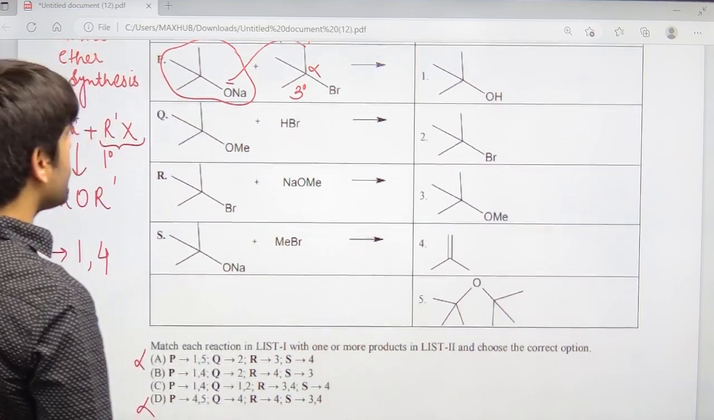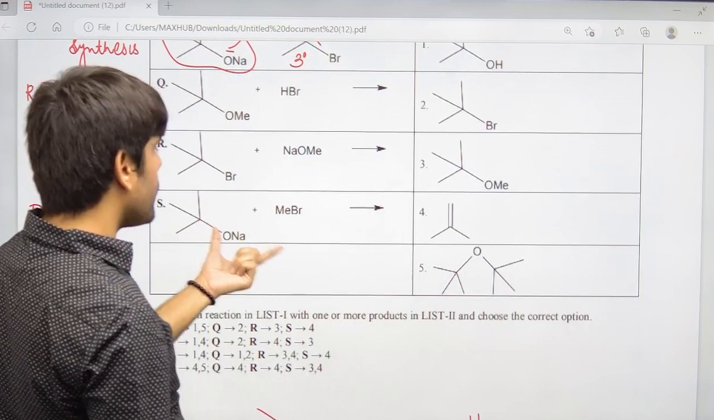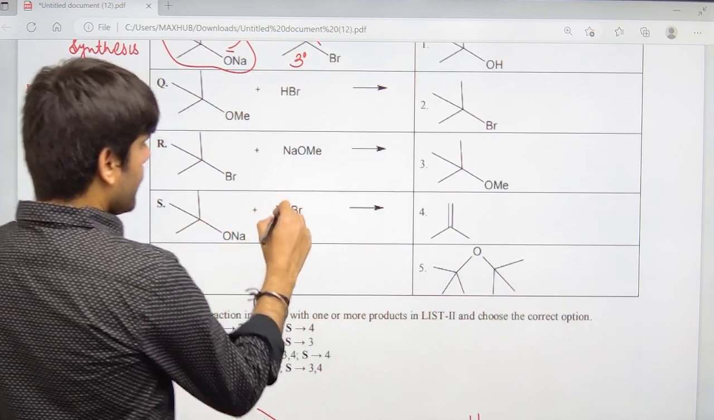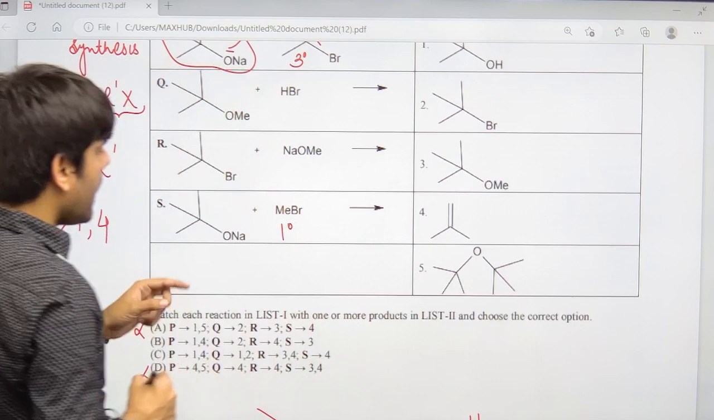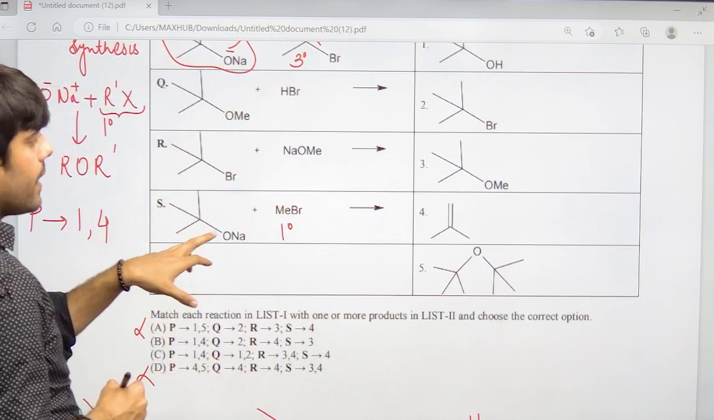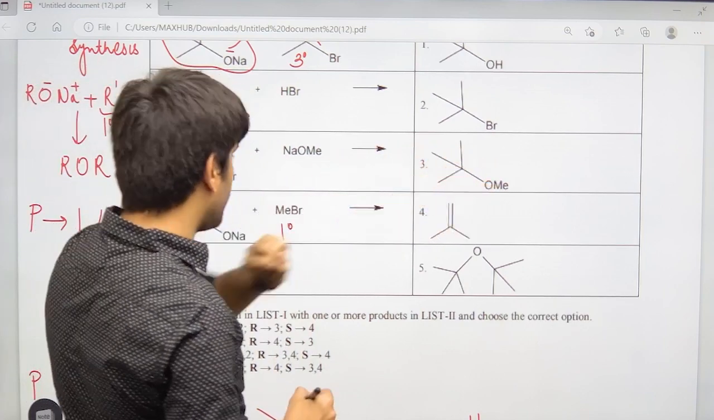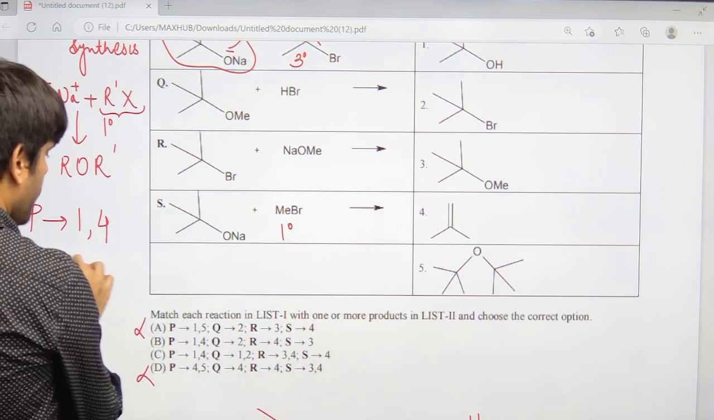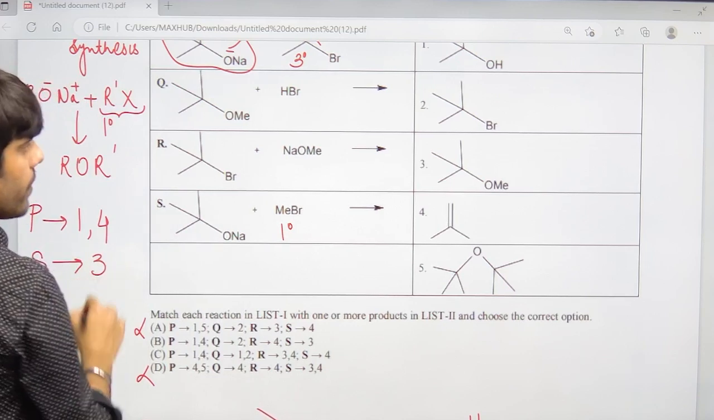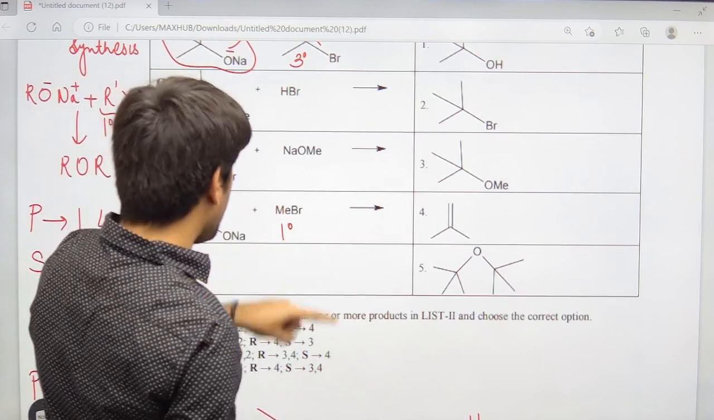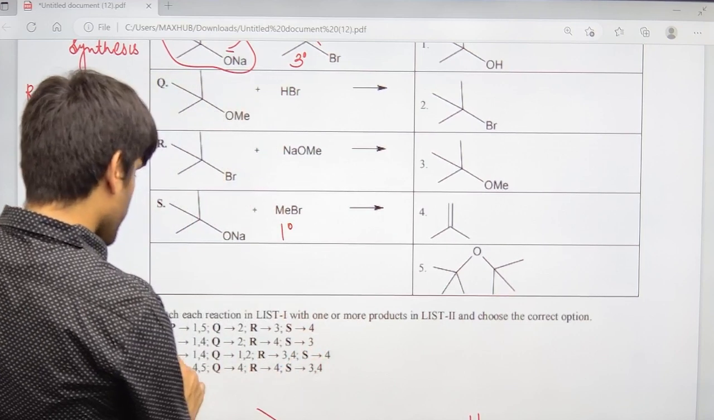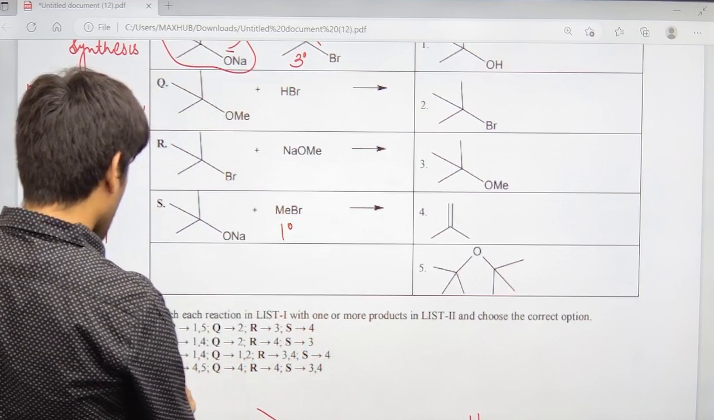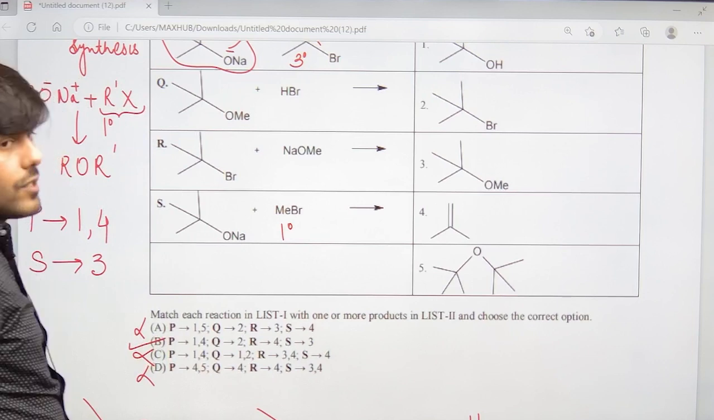Let us discuss the last one, because the last one is one of the simplest. You know that this is your 1 degree alkyl halide. So here we will end up getting an ether like this. So S is going with 3, right? And S is not going with 4. So we can easily eliminate the C option also, and I'm left with only B. So B is the answer.